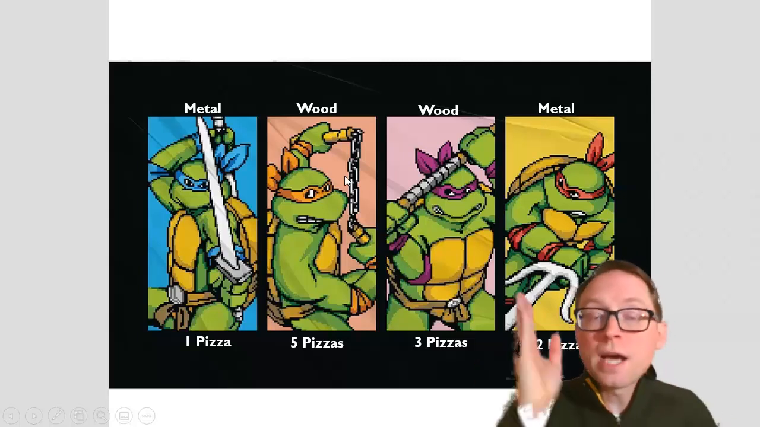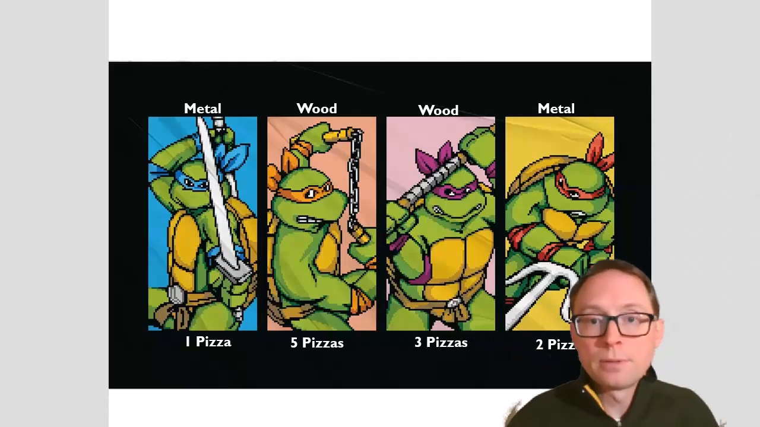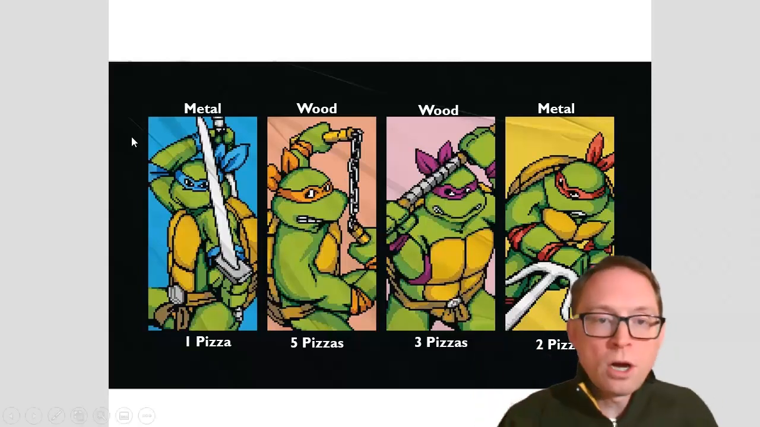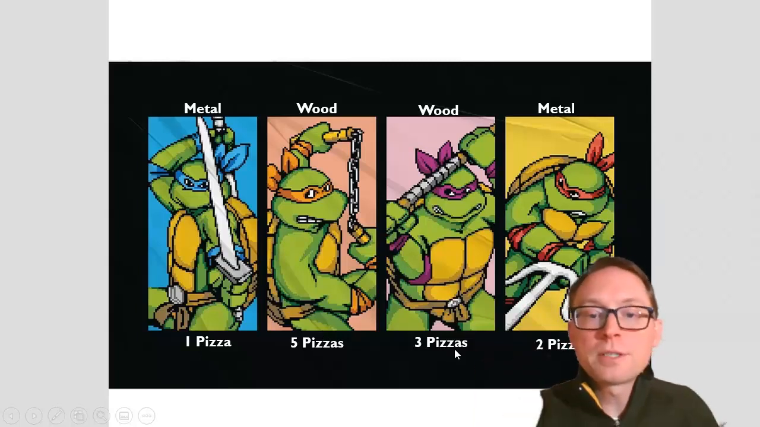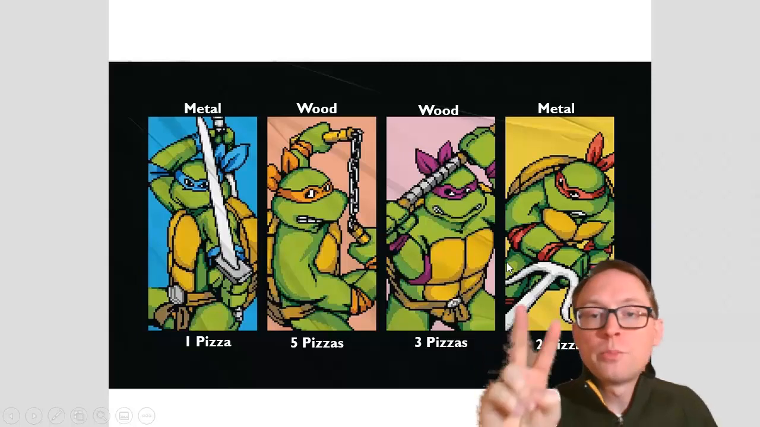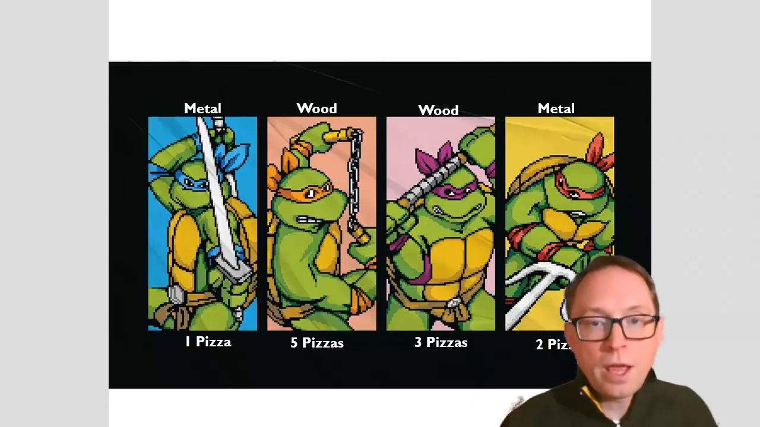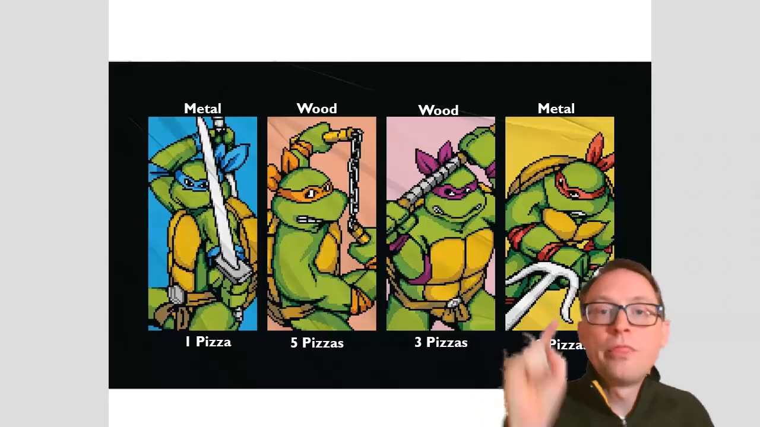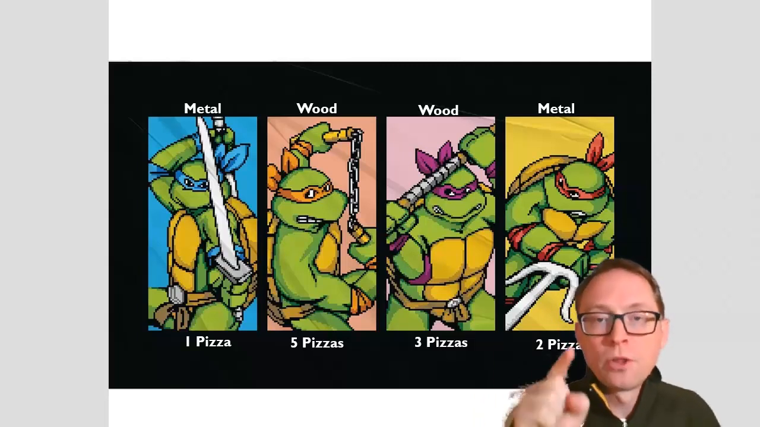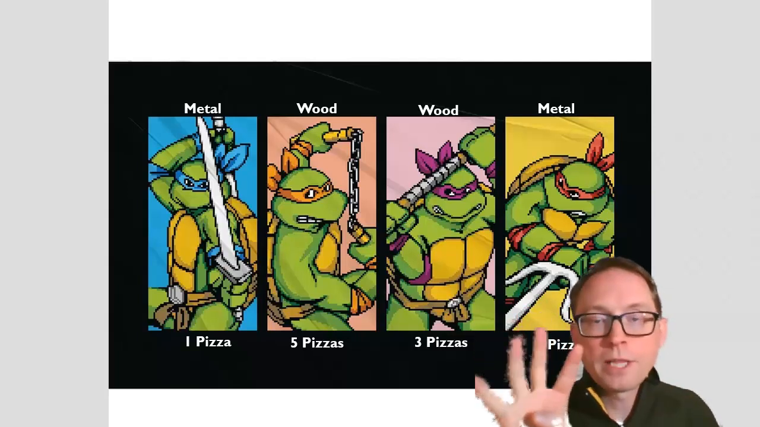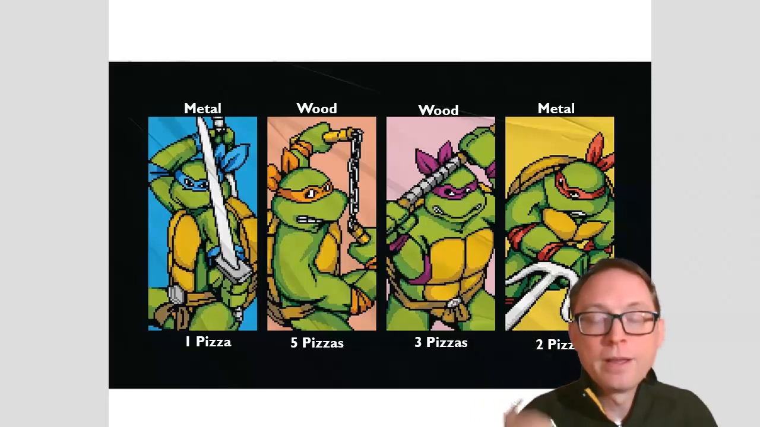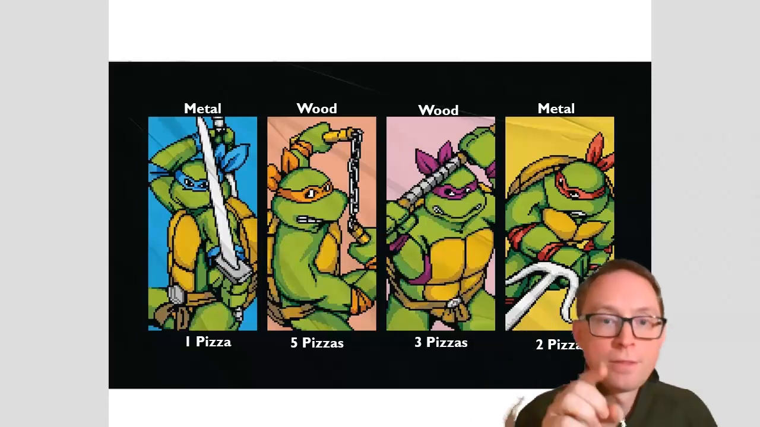Got it? Okay, so this is the entire population. This is not a sample. This is the whole population. Also, Leonardo eats 1 pizza a day. That's just what he does. Michelangelo eats 5 pizzas every day. Donatello eats 3 pizzas every day. And Raphael eats 2 pizzas every day. That's normal. The whole population has 4 turtles in it. All 4. This is everybody. This is not a sample. That's an important point.